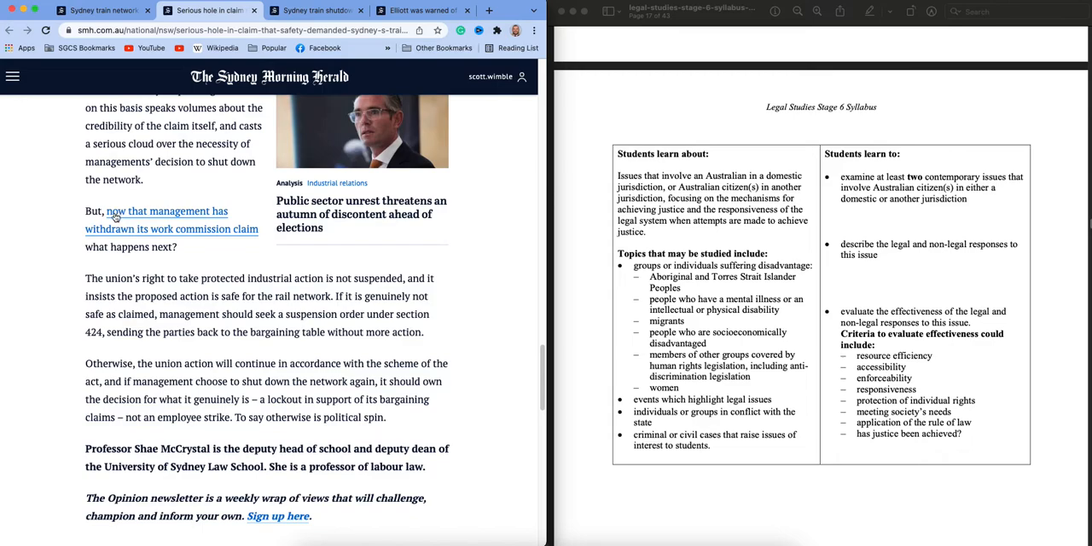But now the management's withdrawn its Fair Work Commission claim, what happens next? So note that they had a claim in the Fair Work Commission, and they have withdrawn it since.